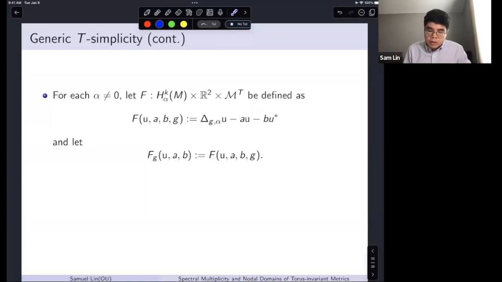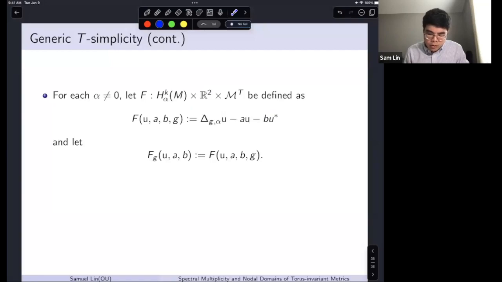The reason is because this space MT is really a real vector space. It's not a complex vector space. Of course, you can complexify it, but for things to work nicely, we want to convert everything to real instead of doing this for complex. Okay, so now we have this map.